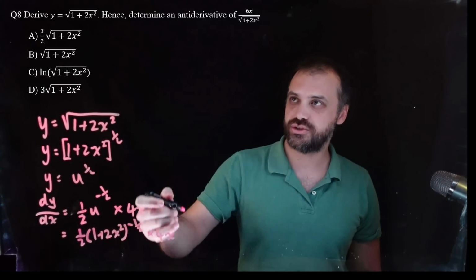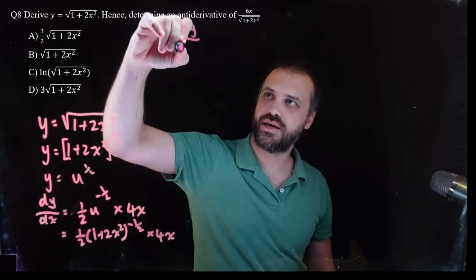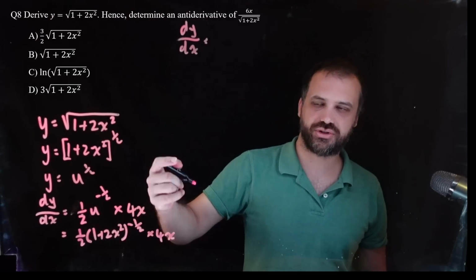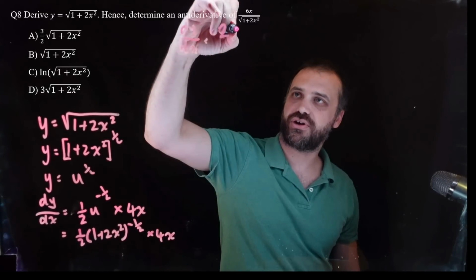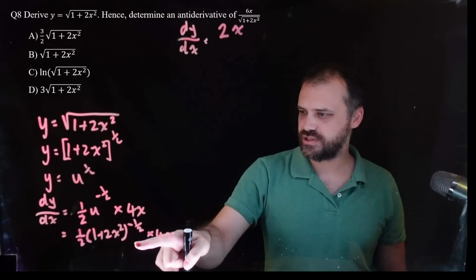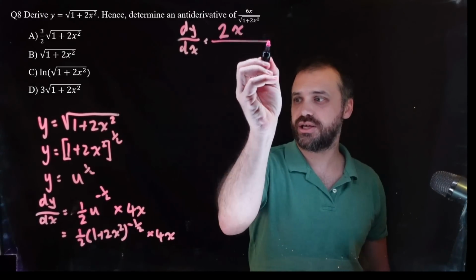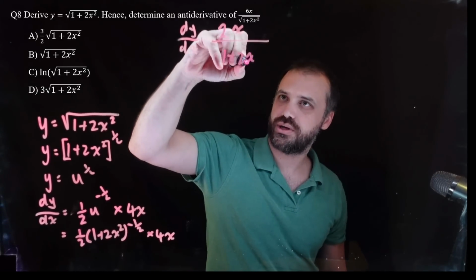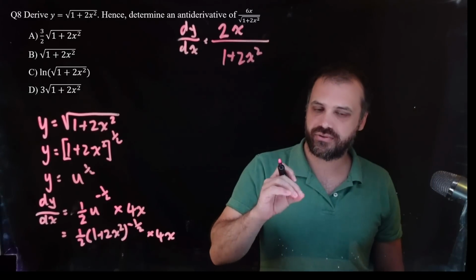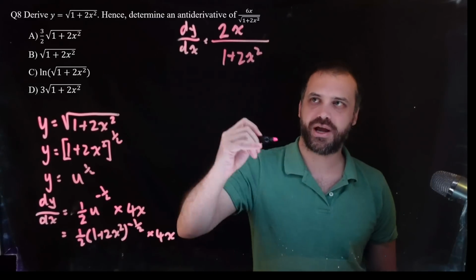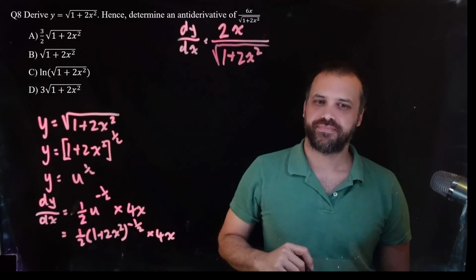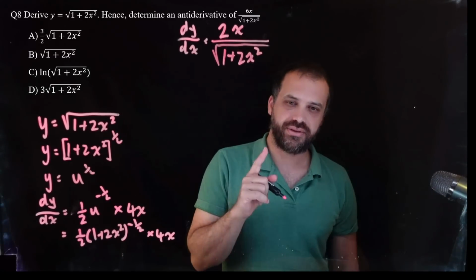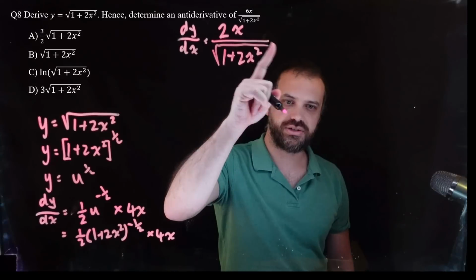All right, so a few things I can do with this. I'm going to say that dy/dx equals, I see this 4 being multiplied by 1/2, so that's 2. I might put the x out the front as well. And then what's left is this part here. Now that's going to be over, because it's a negative power, right? So 1 plus 2x squared, and it's a negative power of 1/2. So that's on the bottom, and a power of 1/2 is a square root. Okay, the derivative of this is this. And then it says, hence, determine an antiderivative of this.